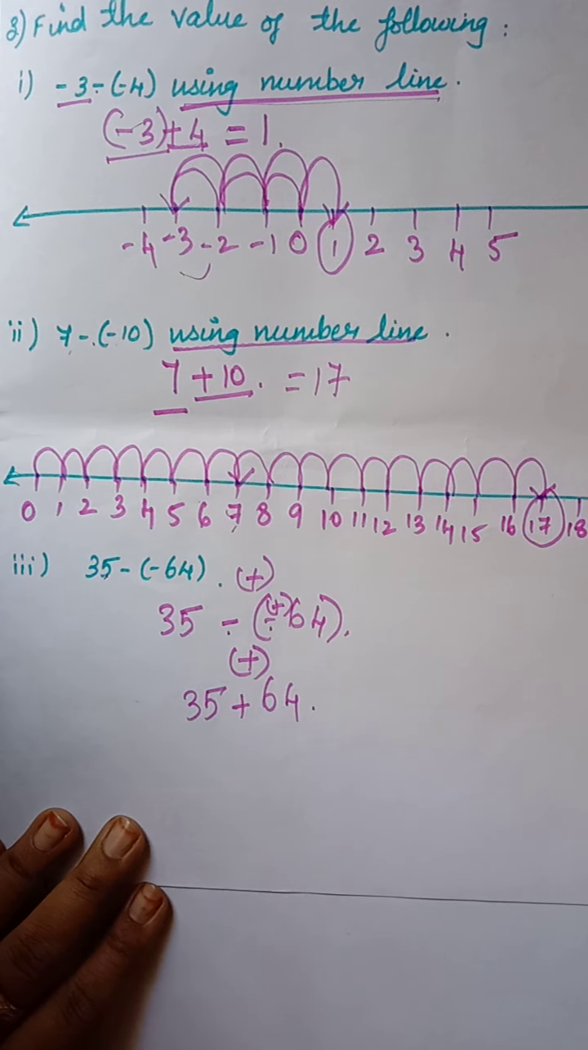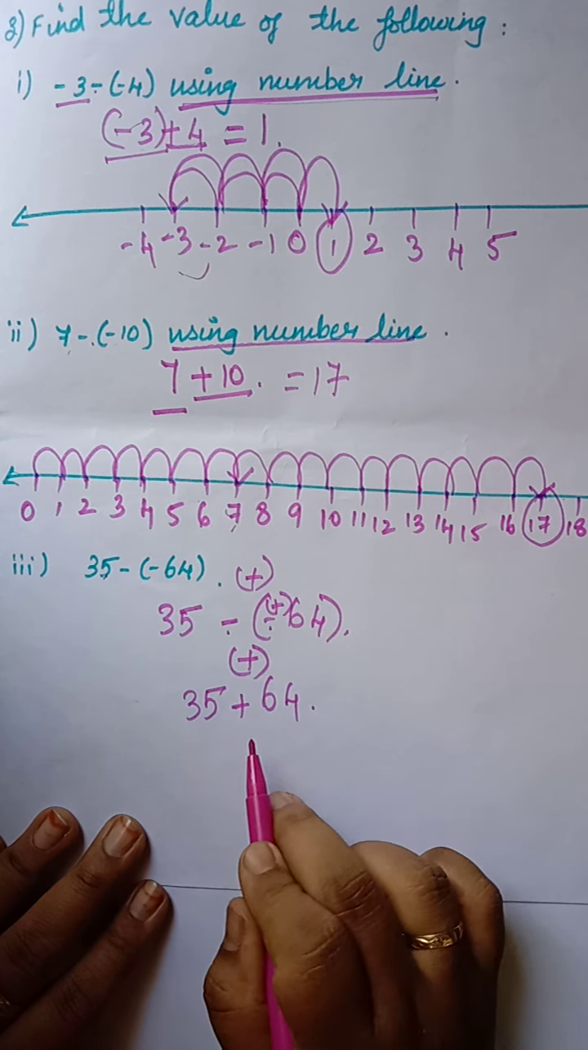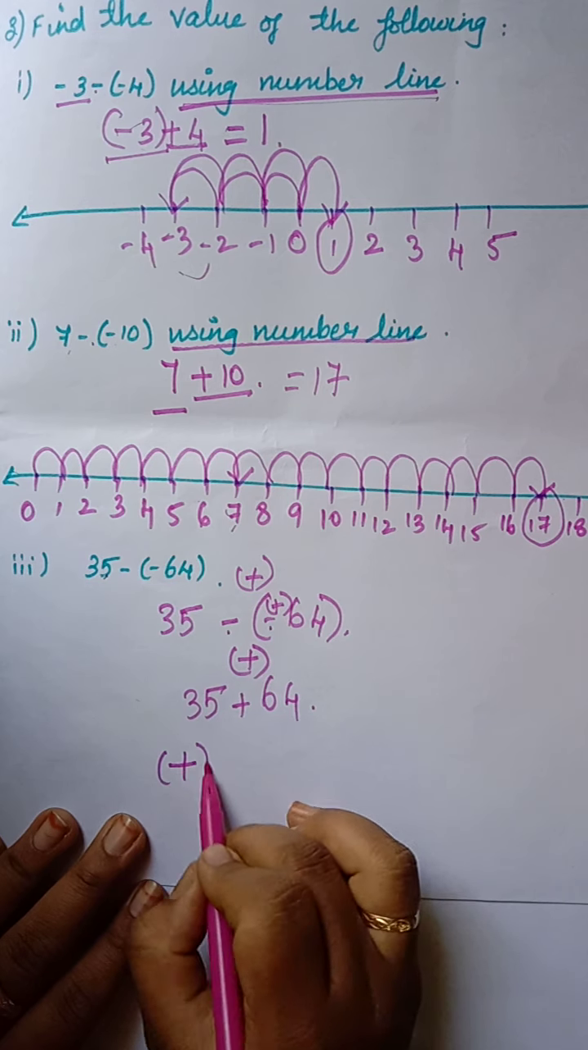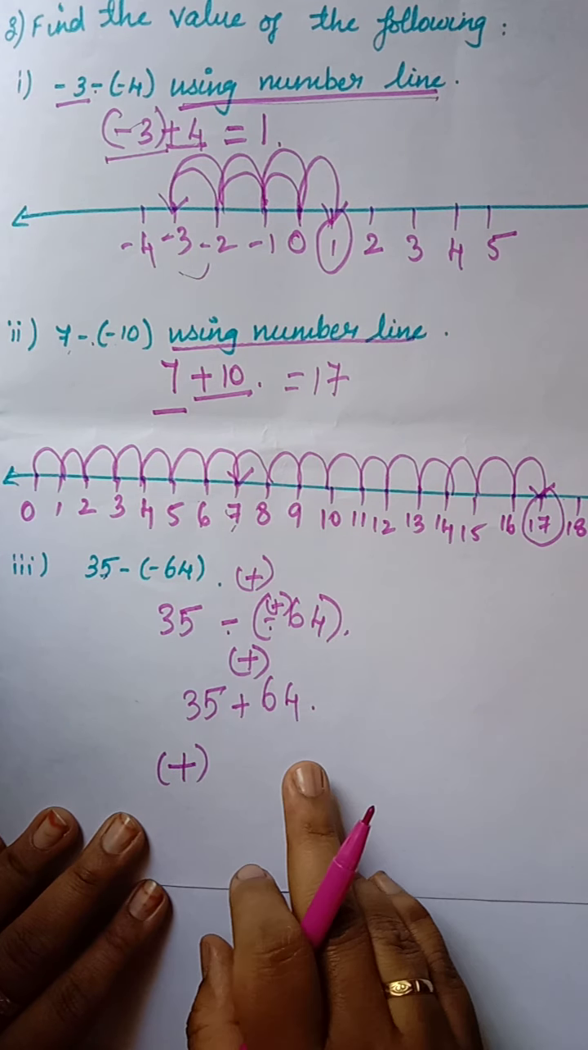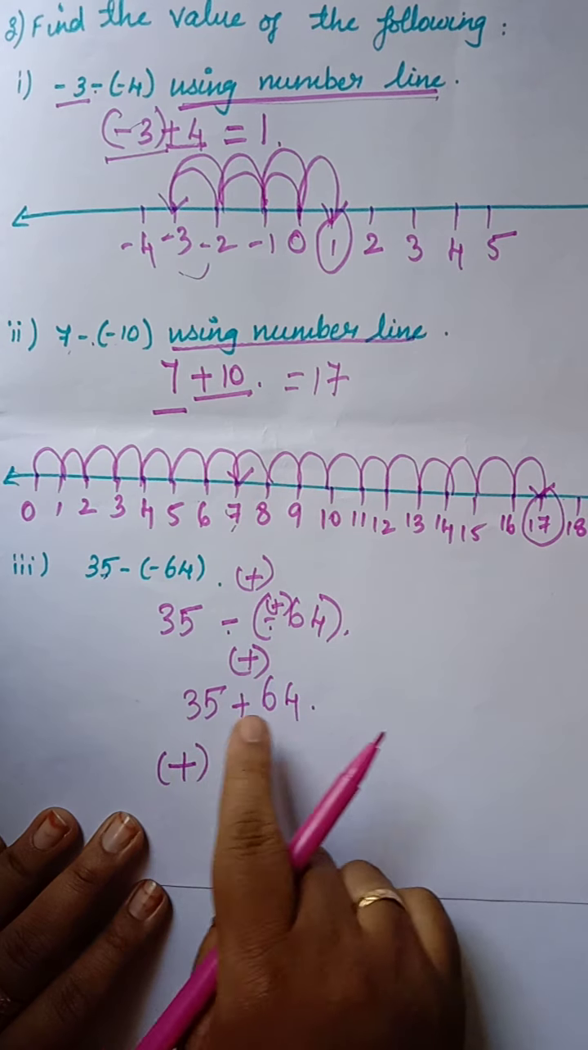Now which one is the biggest number here? 64 is the biggest number. So 64 contains the positive form of the operation, so our answer will be in the positive form. Okay, then what we have to do? We have to add these two numbers, right?